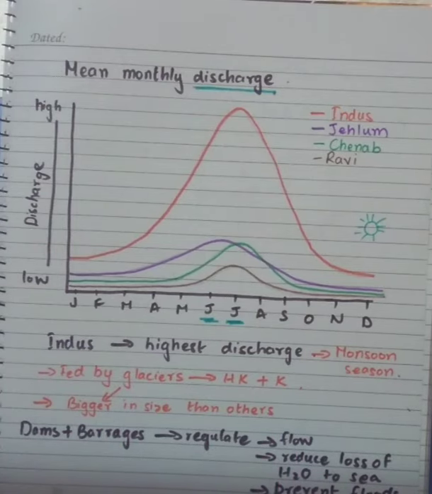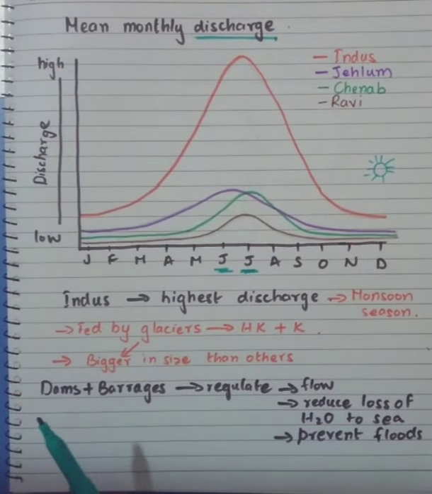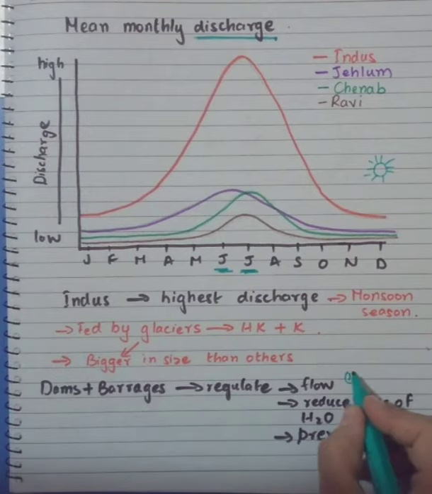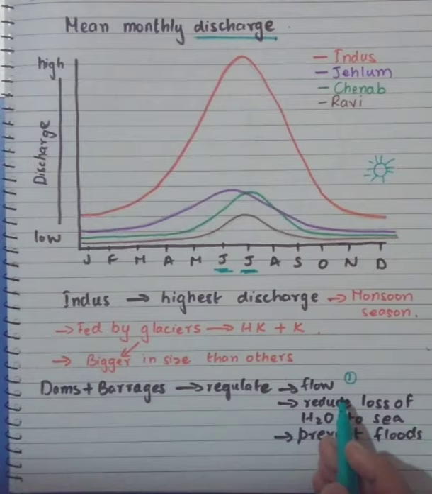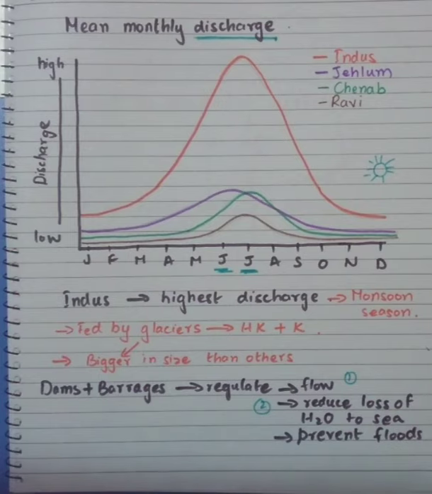One more thing that I would want to add here is about dams and barrages. There are dams and barrages situated on this river Indus. And what is the purpose of the dams and barrages? Number one, it regulates the flow of water in the river. Number two, it reduces the loss of water to the sea because there are restrictions, okay? And dams are storing water. And they're also preventing floods. So these were some of the important features of the dams and barrages.